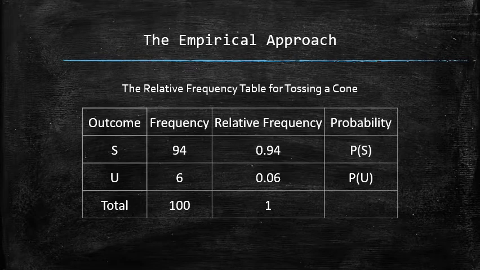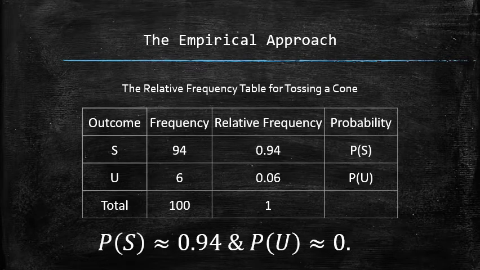In summary, the empirical approach consists of performing the experiment many times and constructing the relative frequency distribution table, and then interpreting the relative frequencies as the approximations of the probabilities of the corresponding outcomes. In our example, 0.94 is approximately the probability that a cone will land on its side, and 0.06 is approximately the probability that a cone will land upright.